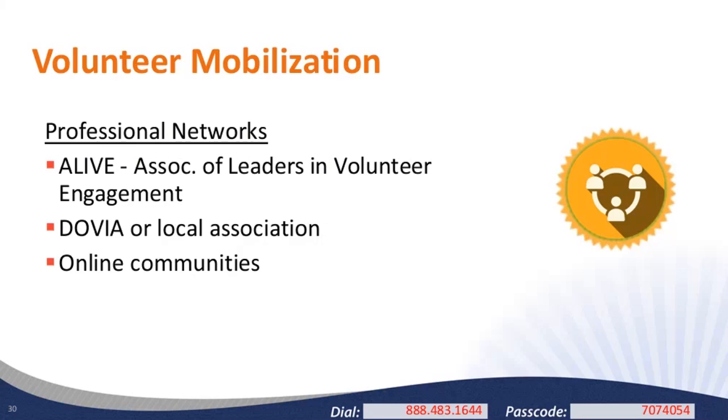There's a national group called ALIVE, which is the Association of Leaders in Volunteer Engagement. And at the local level, there are local associations or volunteer managers groups, sometimes called DOVIAs, which stands for Directors of Volunteers in Agencies. Typically, these local groups offer regular meetings, trainings, and networking opportunities. If there's not a group in your area, or if you simply prefer online interaction, there are also a wealth of online communities and discussion sites for volunteer managers. And again, we've got links to some of that in the handout that you can download.